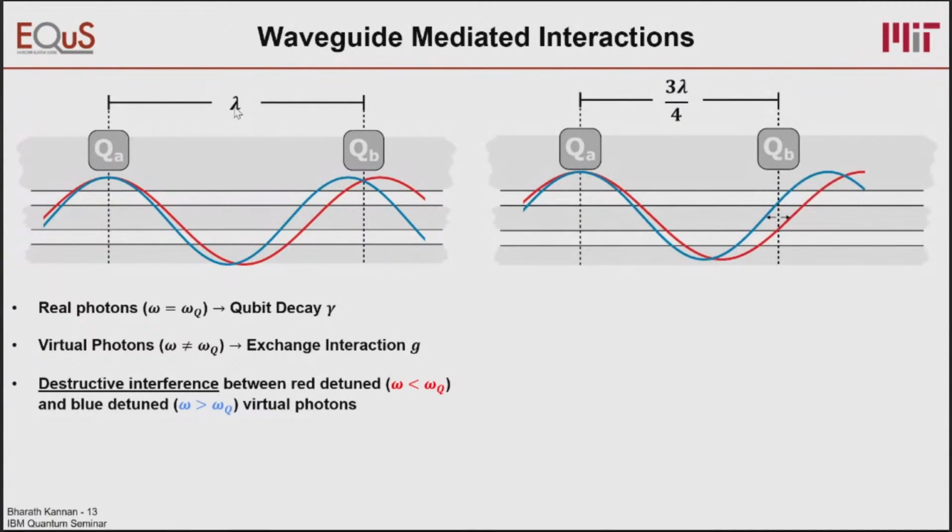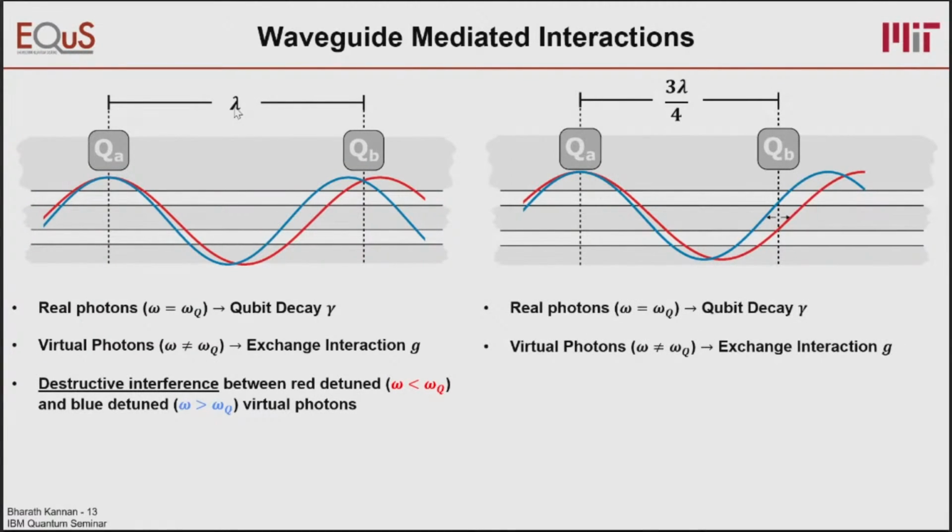However, you can, again, change the distance between the two qubits. Now let's say our two qubits are separated by 3/4 of a wavelength. So once again, we have the same consideration where real photons, which are photons at the qubit frequency, again, both qubits are resonant.